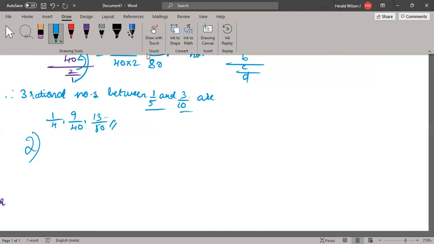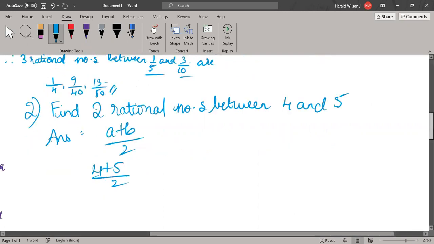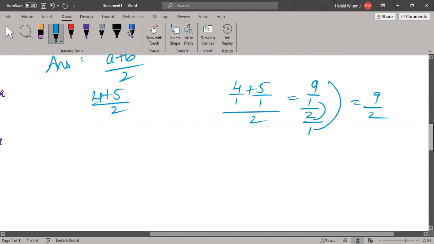Now let's move on to the next question. So we will do this again by the mean method. Quickly I will tell you. (4 plus 5) by 2. See, if I take it like this also, 4 by 1 plus 5 by 1, by 2, this will be 9 by 1 by 2 by 1. Again you will multiply and then finally you'll get 9 by 2. So that's why I'm doing it directly here as 9 by 2. So this is your first rational number.